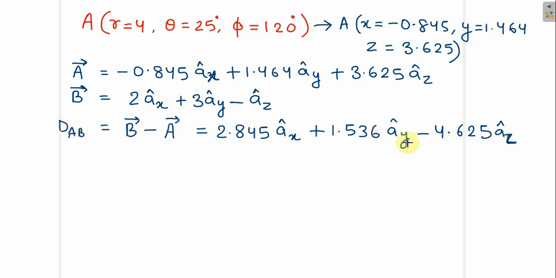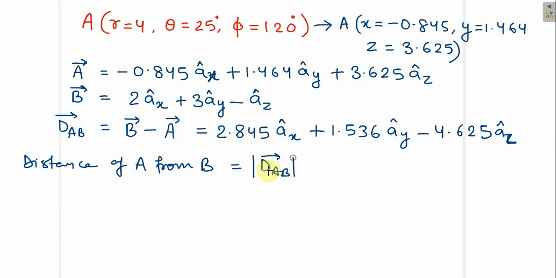Now this distance vector we have got. Okay, now what will be the distance? The distance will be, now we are talking of magnitude, the vector we have got. Now the magnitude will be the distance of A from B. The DAB is again the vector. So the magnitude of this DAB vector will give you the distance.